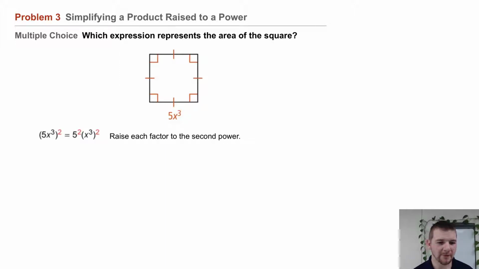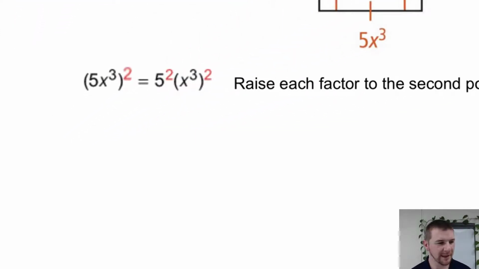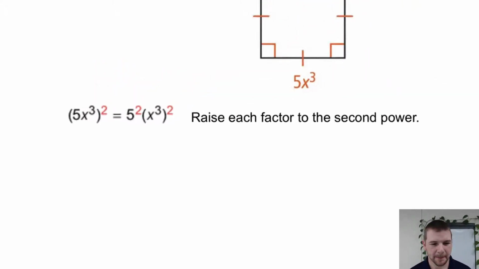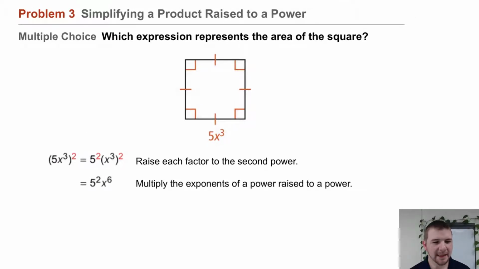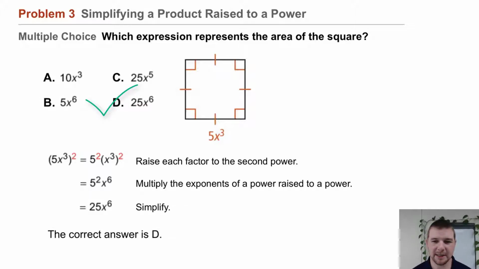In this problem, we'll write (5x^3) squared, and rewrite that as 5 squared times (x^3) squared, raising each factor to the second power. Again, we can think of that almost as distributing the exponent 2 to both the 5 and the x cubed inside the parentheses. That's 5 squared times x to the 6th, which equals 25x to the 6th power. So the correct answer is D.